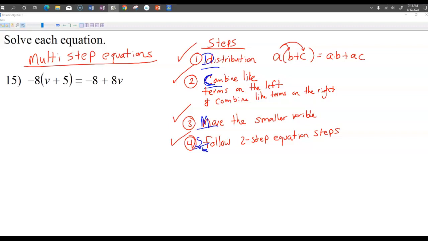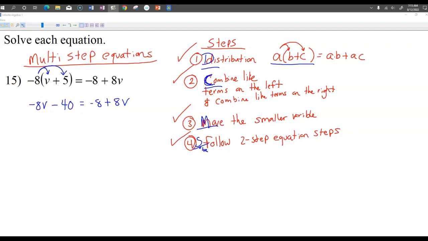But let's begin. So step 1 is to distribute. Do you guys see in this problem anything that looks like this where you have a number outside a set of parentheses? I do. It's right here. So we're going to distribute. I'm going to take this 8 and I'm going to multiply it into the parentheses. And that's going to leave me with negative 8v minus 40. And this other side is going to stay the same. Okay? Got to watch your signs with these problems. A negative 8 times a positive 5 is a negative 40.